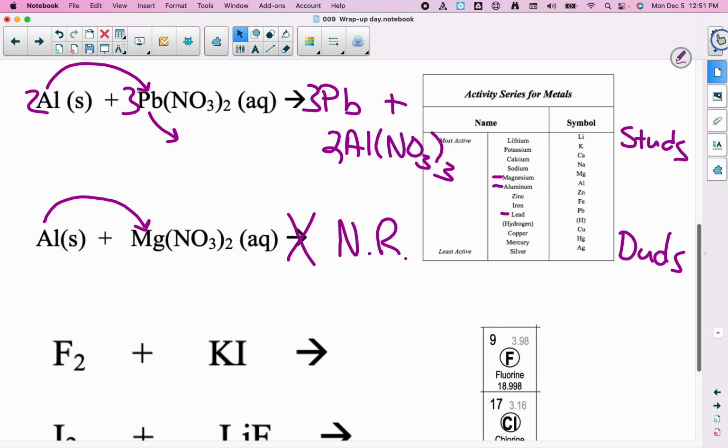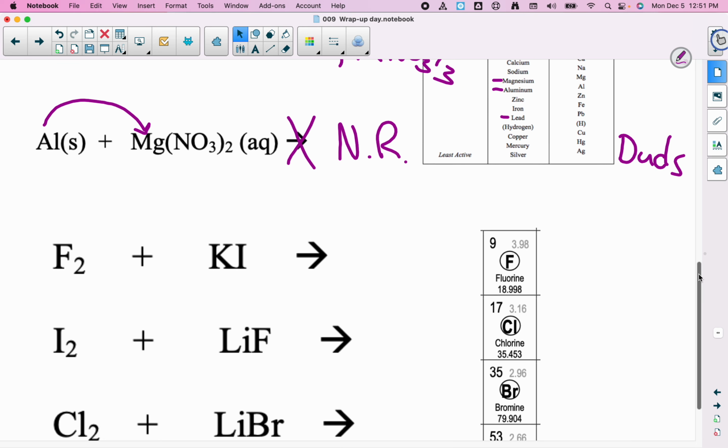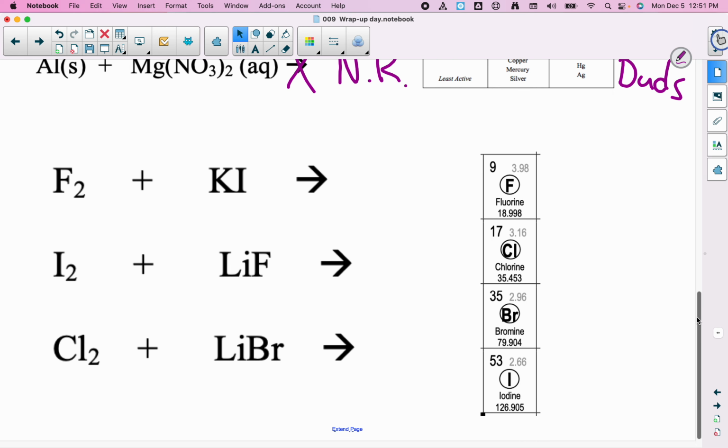No reaction. I find that to actually be the easiest way to think about single replacement reactions. Chemistry studs and duds, and the stud always gets the date. Not exactly chemically sound, but it is a way to get the job done. It's no different when you're thinking in terms of the halogens.